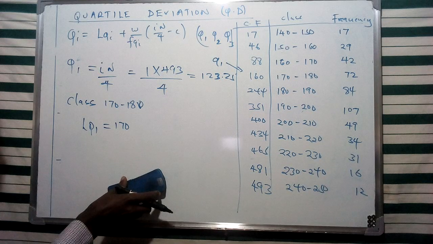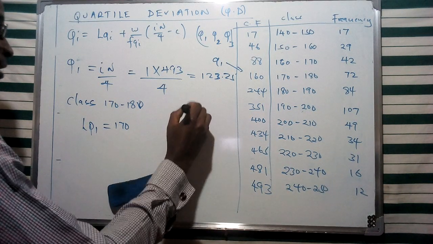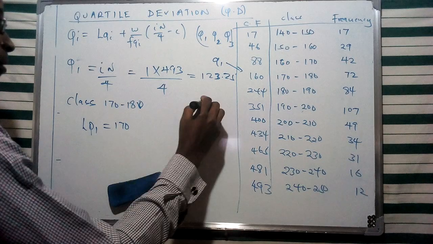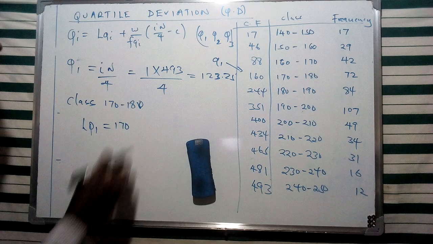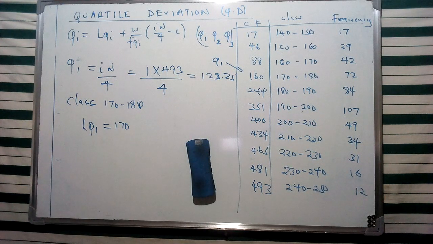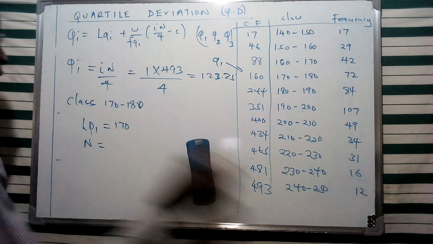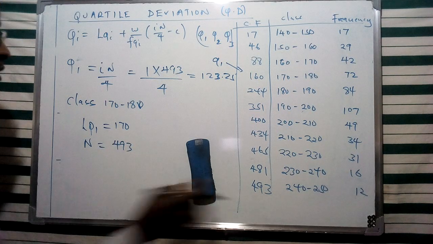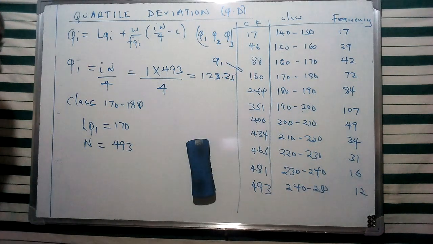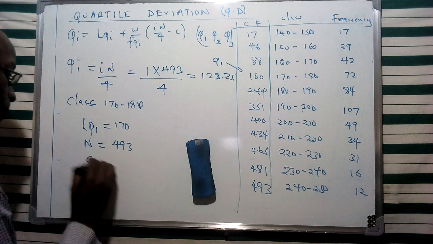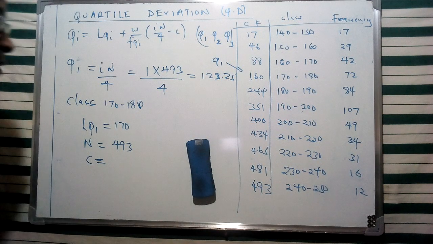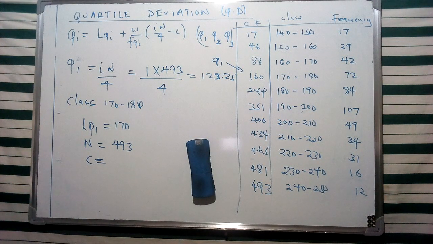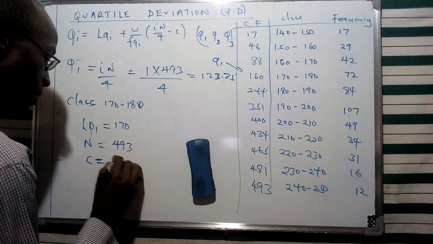So remember, we have decided that this is going to be given as the lower class limit minus the value of the units of measurement. And in this case, there's no difference between the two. So we're going to have 170 as the lower class boundary of that class. And then we're going to have the value of n, as I had said, as the total number of observations, given as 493, which is the sum of the cumulative frequency. And then we shall have the cumulative frequency of the class preceding the first quartile class, and that is going to be the value of 8.